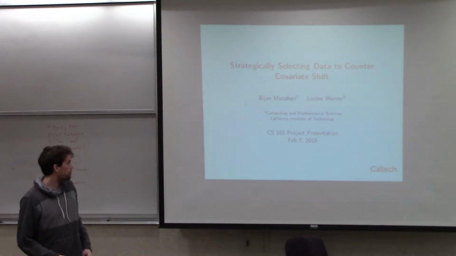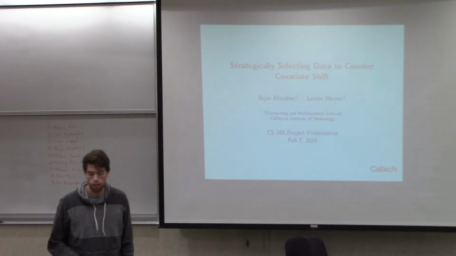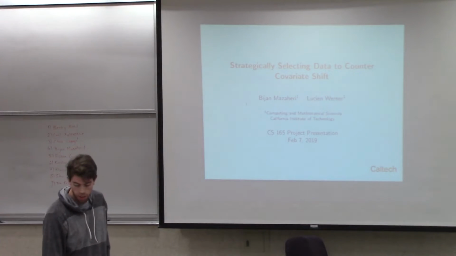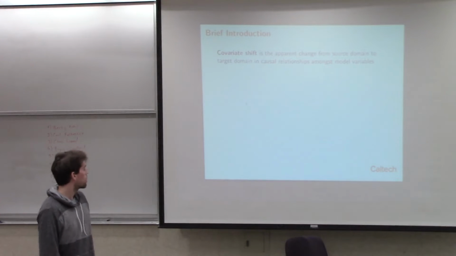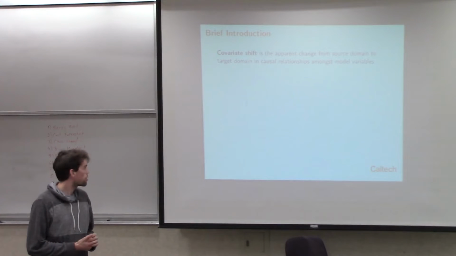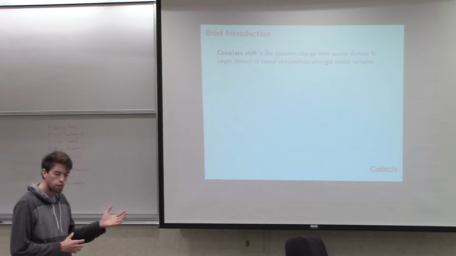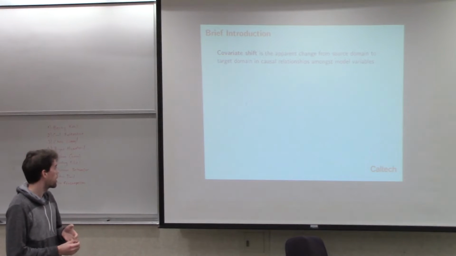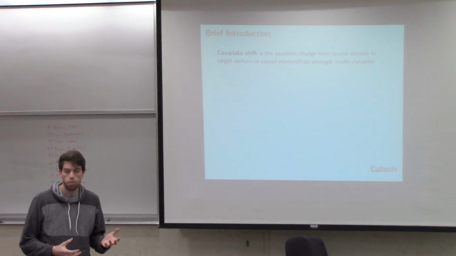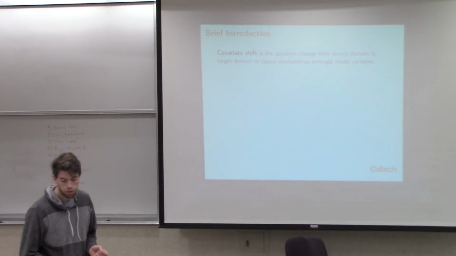Bijan and I are going to talk about the problem of covariate shift and some strategies to mitigate it. First, I'll define covariate shift. So the definition we're working with is when you have a target distribution and a source distribution, and the causal relationships among the model variables differ between these two distributions.